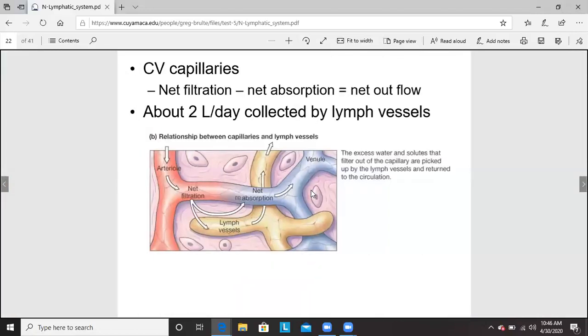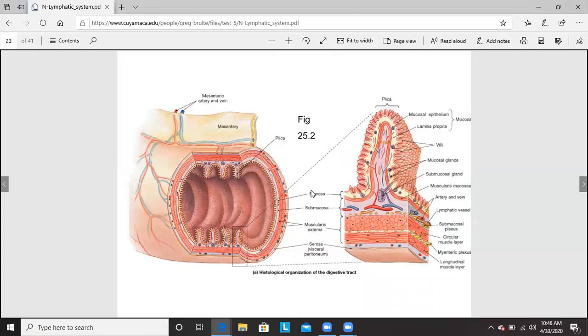This, we talked about, let's see, it's kind of hard to see. These big foldings inside your intestine, you don't need to know it for this test, but they're called plica, however you want to pronounce it. And then on the plica, these are villi.